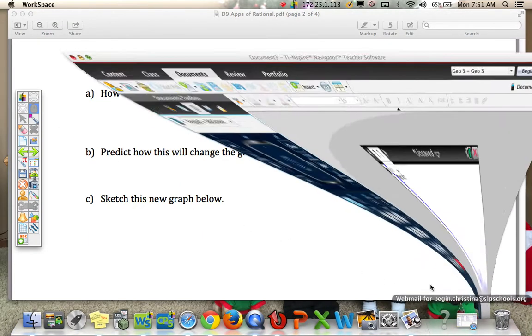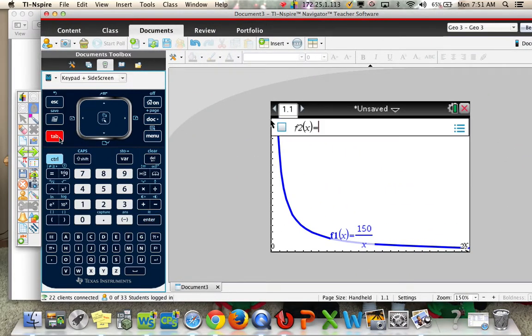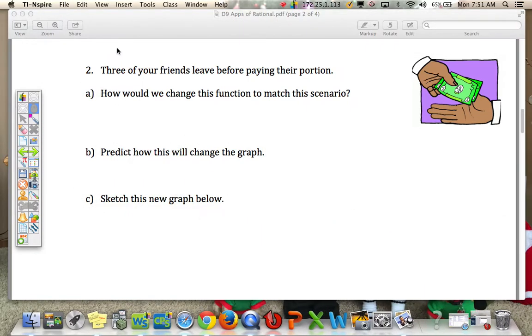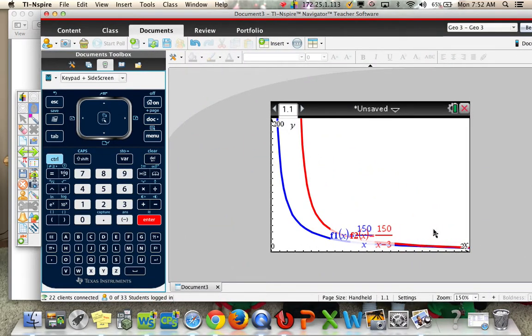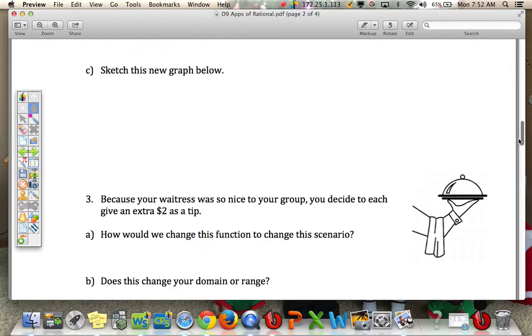So actually I'm just going to sketch it right on here. So tab, same function, 150 divided by x minus 3, 3 less people pay. So there you can see it shifts 3 to the right. Predict how this will change the graph. 3 to the right, sketch the new graph below. Okay, we took a look at what that looked like. Here's what it looks like. It shifts everything over because now it takes longer for it to cost less if 3 people don't pay.